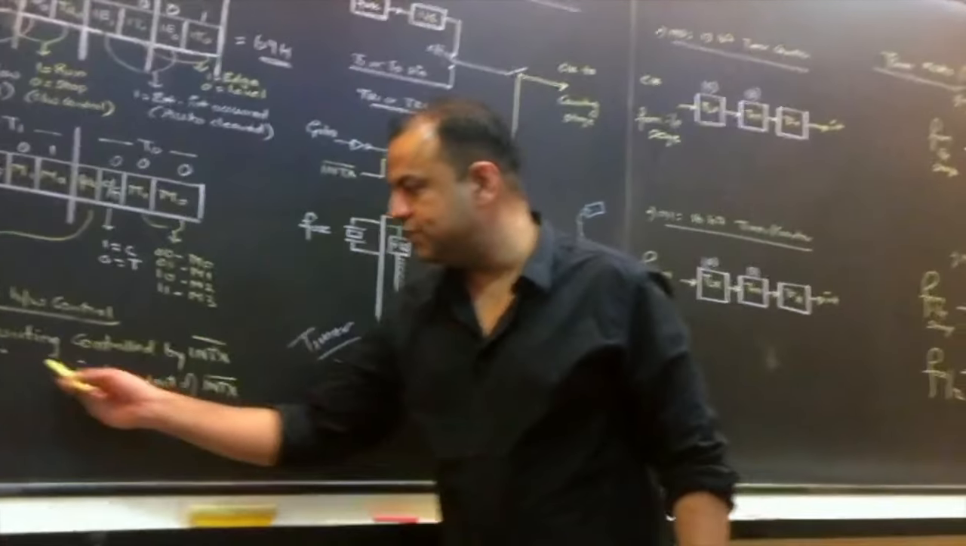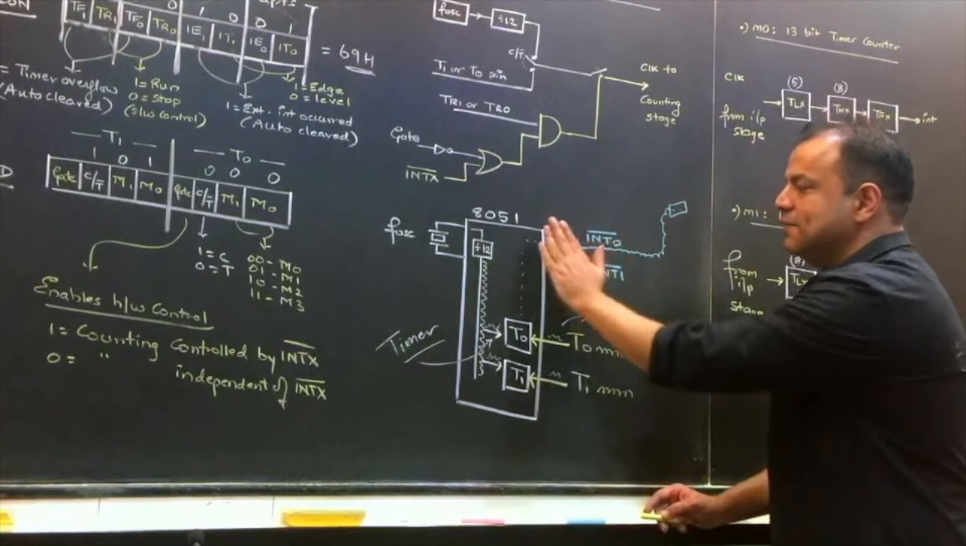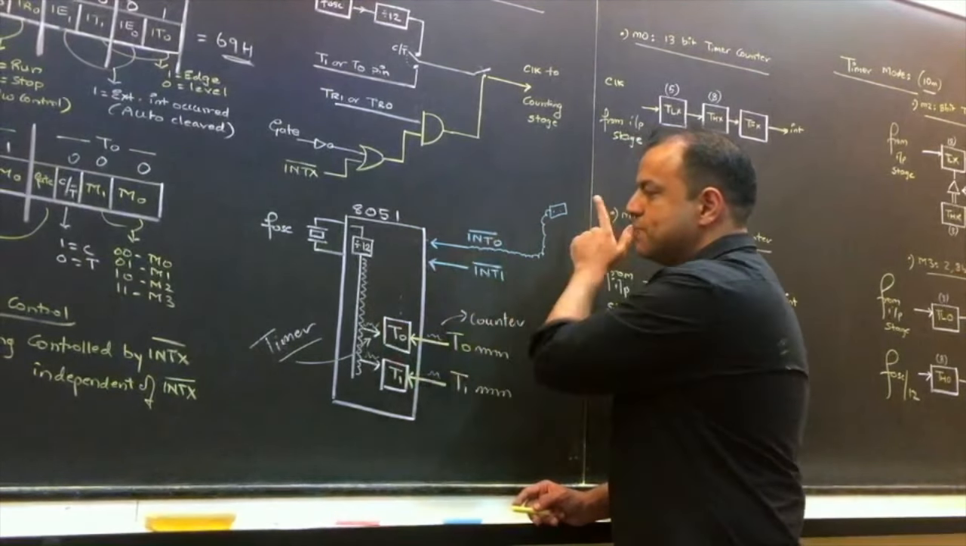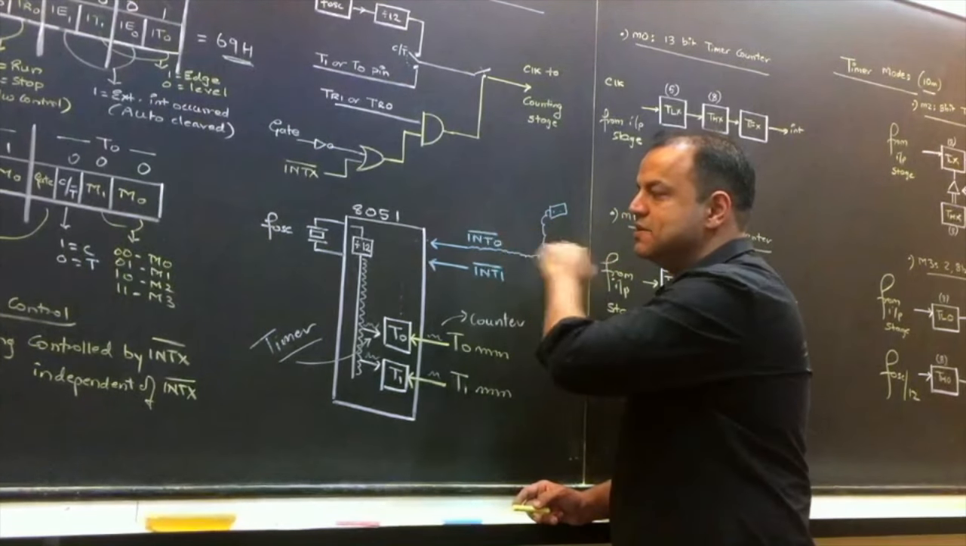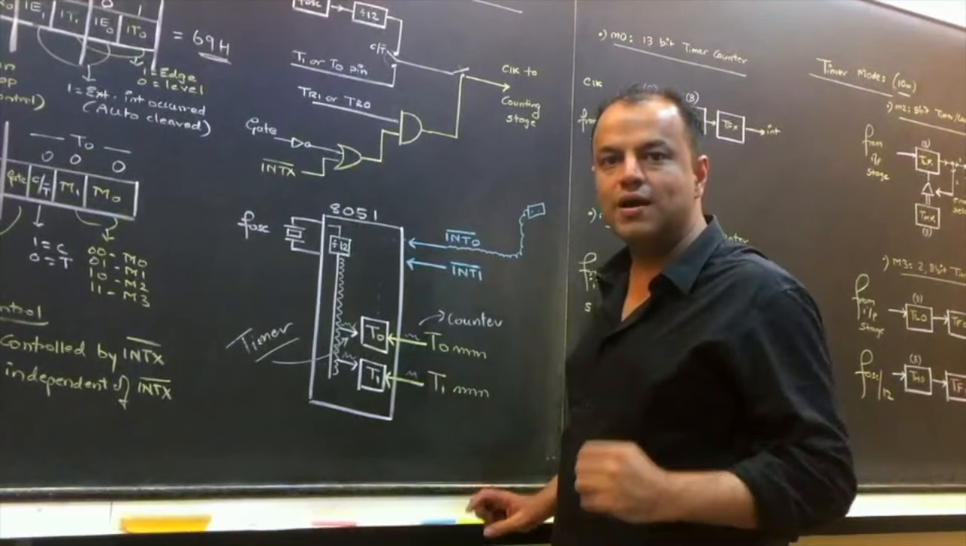If you keep gate 0, counting is independent of INT X. Independent of INT X, that means this connection no longer exists. So pressing the button will not affect the timer. It will simply end up giving interrupts. So you choose whether you want this to be an interrupt pin or a hardware control pin.